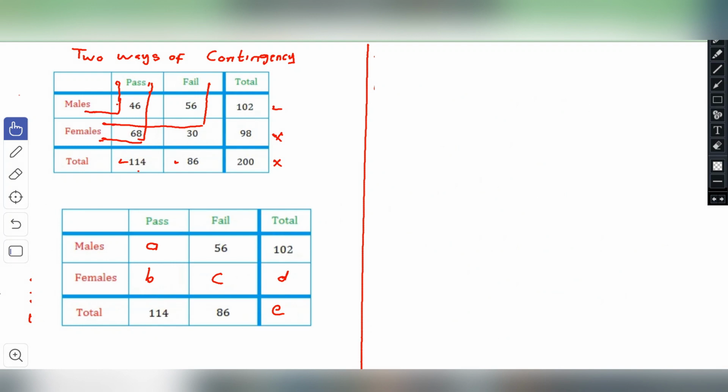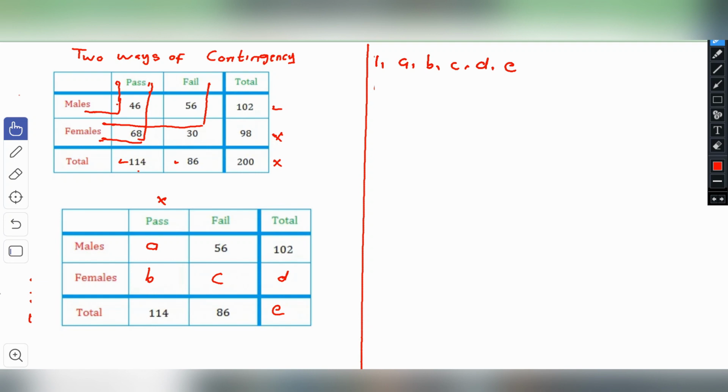Okay guys, this is the second table of contingency that you might find in your exam. So if you don't get the first one that we talked about, you're going to get this second one, which is this, right? You'll be given the unknown values. The first question that you'll be asked is to determine A, B, C, D, and E, those unknown values.